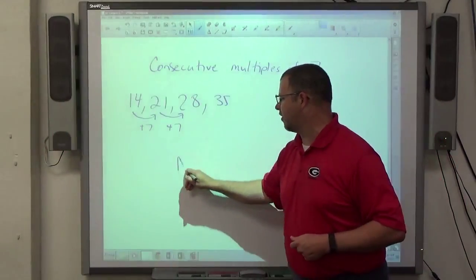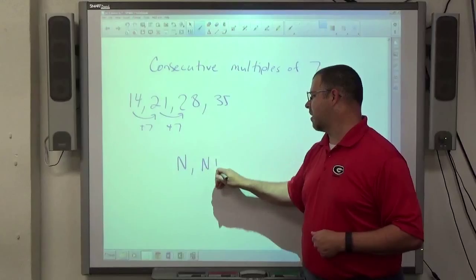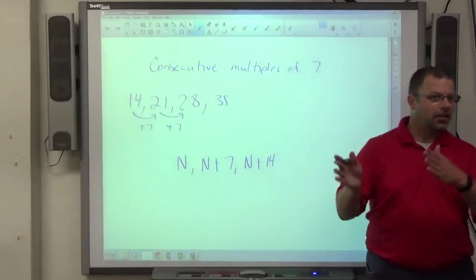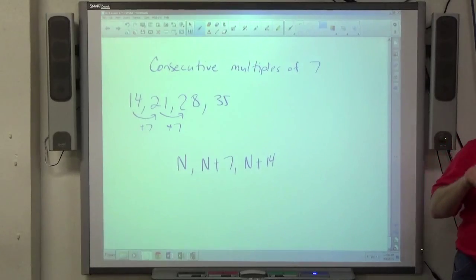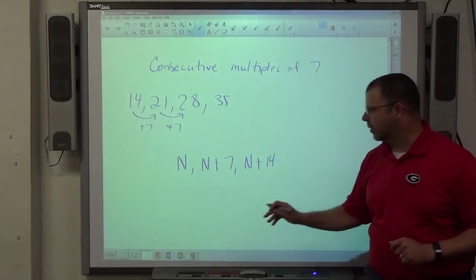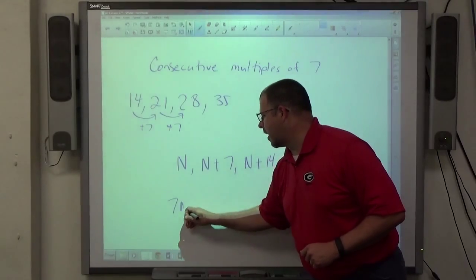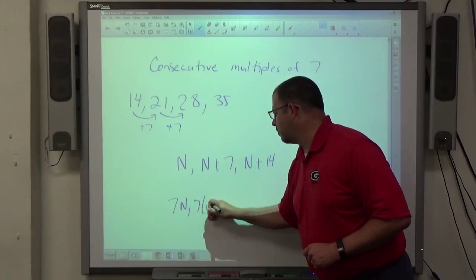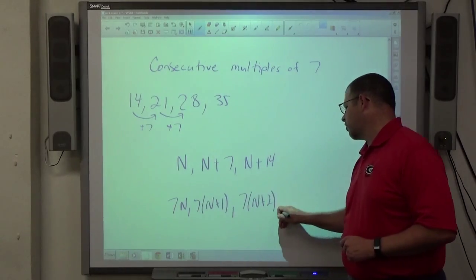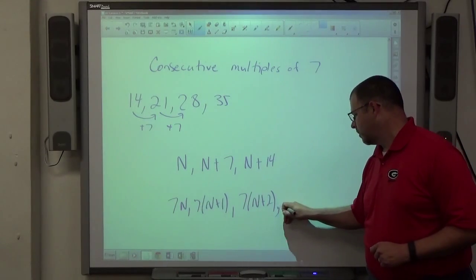If n is the first one, then the second one would be n plus 7, then n plus 14. It's exactly just like that. Now the book thinks this is a good way of doing it, which isn't wrong, but they do it this way: 7 times n, 7 times n plus 1, 7 times n plus 2, and so on.